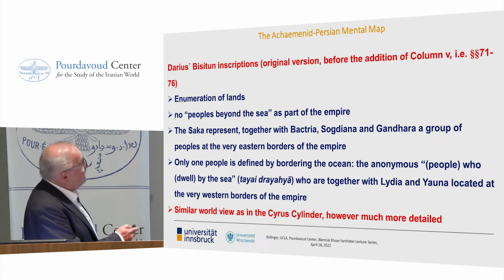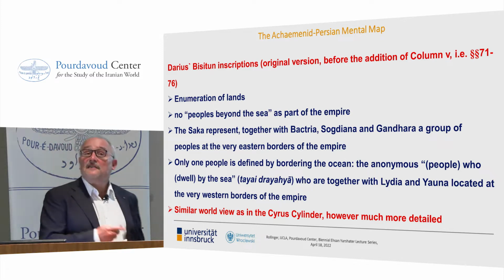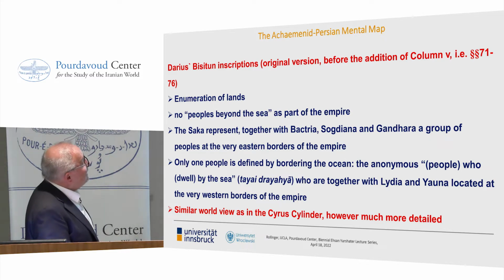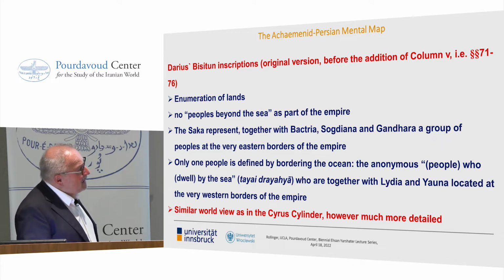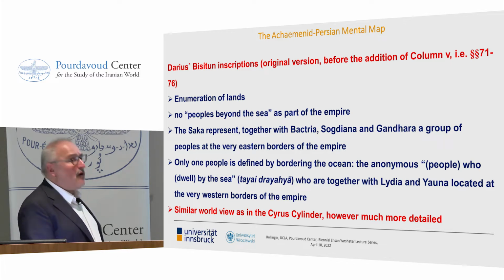So we can see that here the Saka, the Greeks would say the Scythians, represent the eastern borders of the world, and the western borders are represented by a group combined of Lydia on the one hand and Ionia, which may be equated to the Greeks in a larger sense. And then there is also, at this moment, only an anonymous people who dwell by the sea, not beyond the sea, but by the sea.